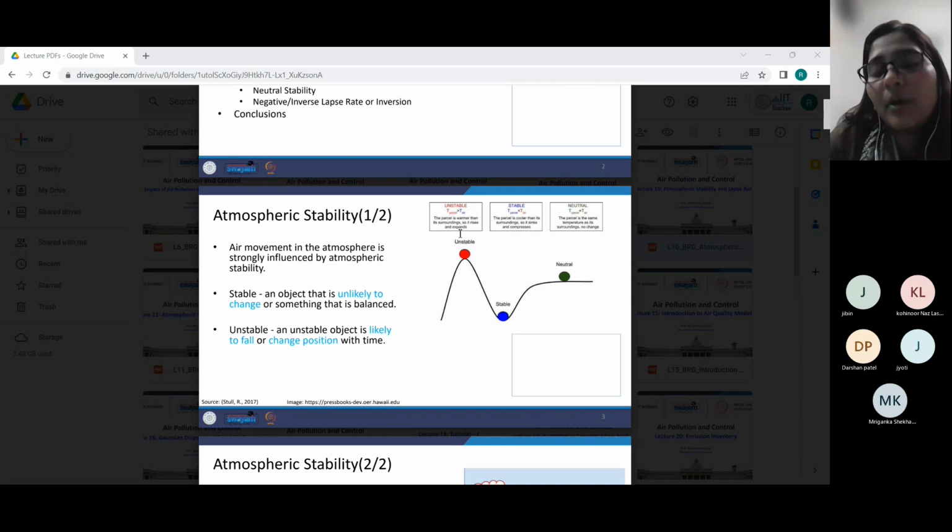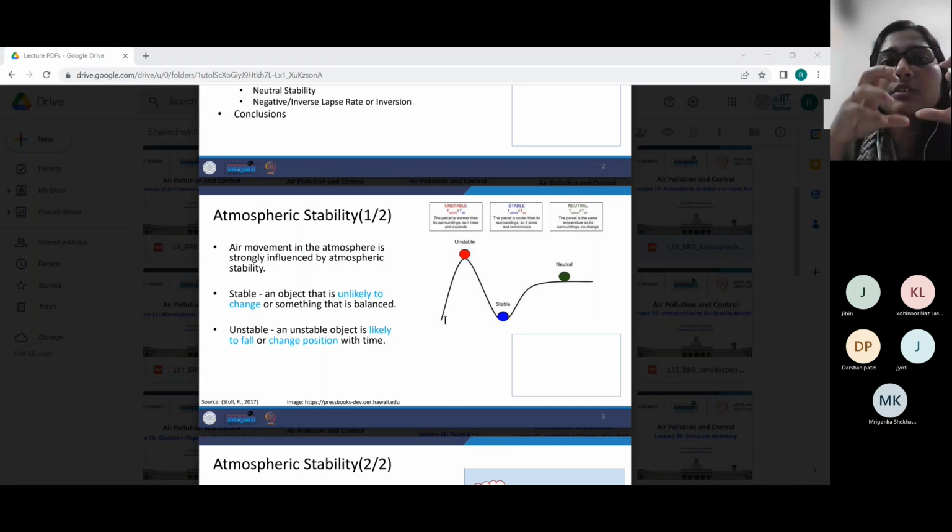Yes, ma'am. The amount of pressure you apply and the amount of movement is there. So it is neutral. So this is the basic concept of stability: what is unstable, what is stable, and what is neutral. Now let us consider this in terms of your air parcel and the ambient air temperature. So just remember this concept.